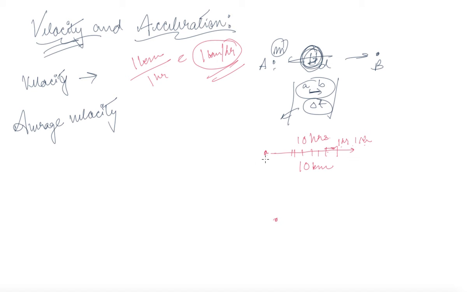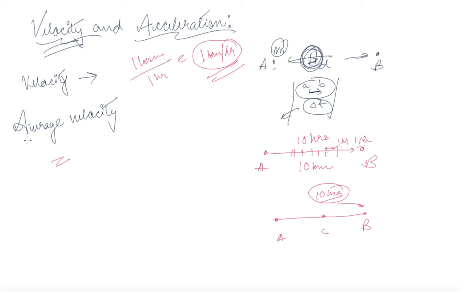Now this is A and this is B. This 10 kilometers is the whole distance. So A goes to C. C is a point somewhere in middle of A and B. So it goes to over here, then it stops for another 10 hours. And then it finally comes to position B.